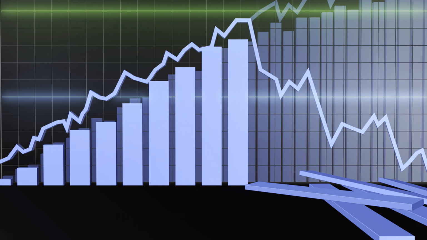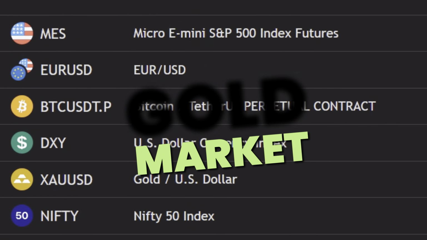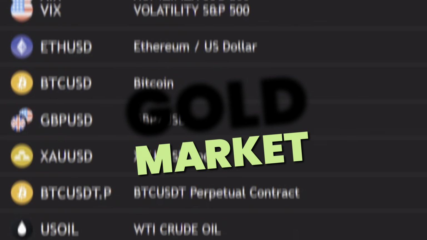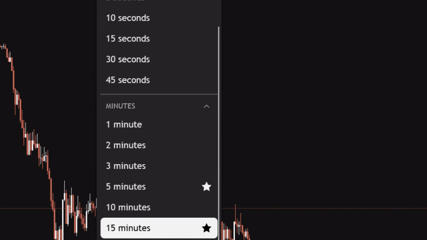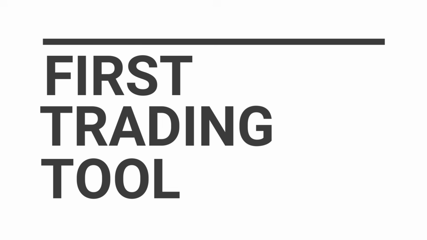Today, I'm gonna show you a two-tool system I've tested on gold on the 15-minute chart. It's clean, it's logical, and it's the closest thing to a proof of concept I've put on a screen in a long time. The first tool is called the double EMA with pullback.